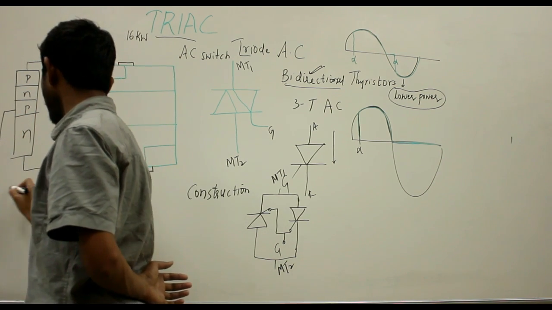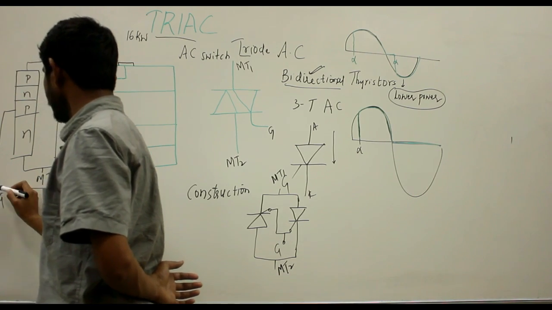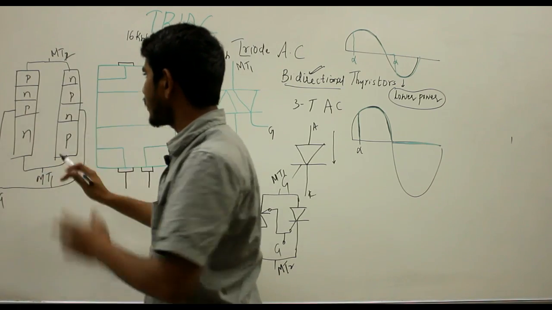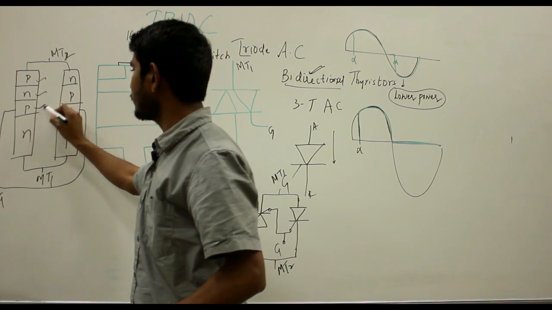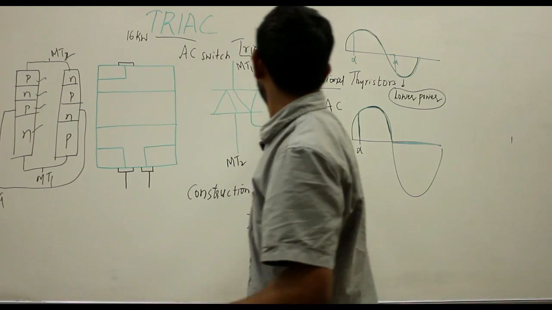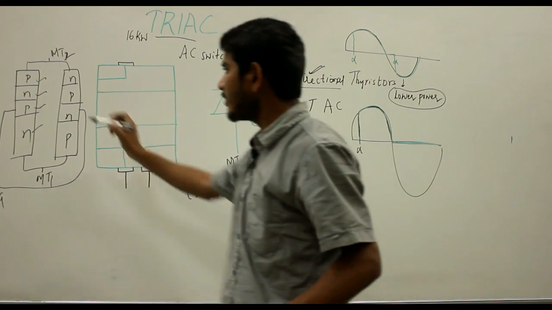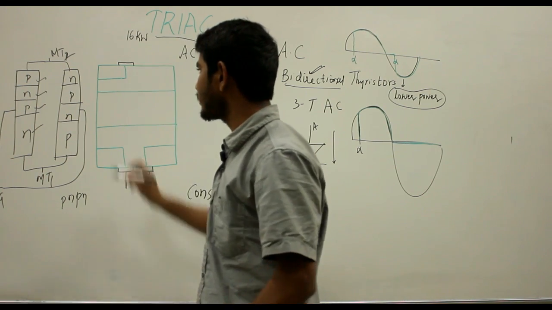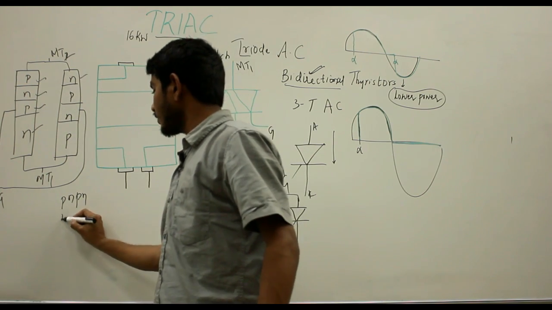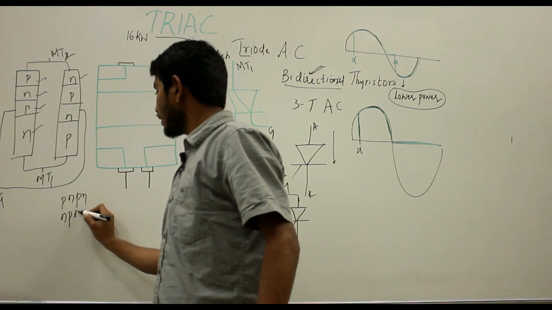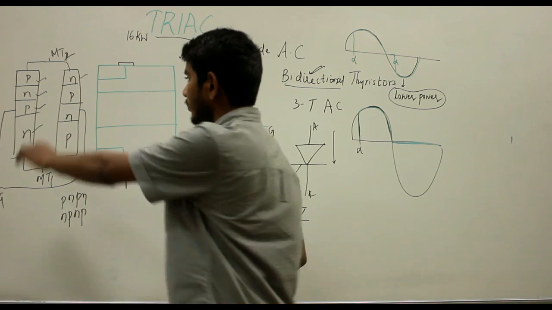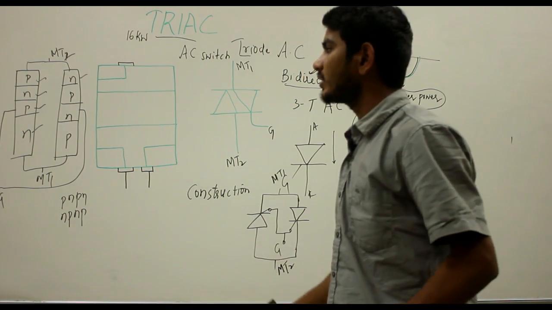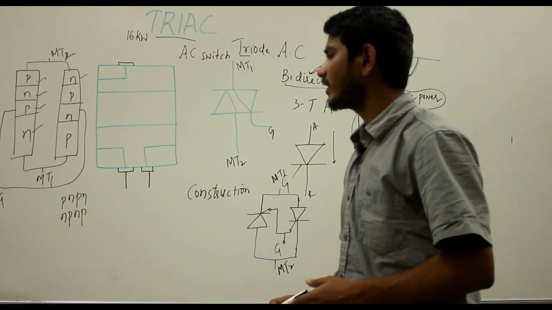So from here you are having a gate terminal. The gate terminal is taken here. It appears like, so the device has the 4 layers PN for one half of the alternating cycle. The current flows in PN for one half of the alternating cycle, and for the other half it will flow in the NP layers. So basically it is a 4-layer, 3-terminal, bidirectional semiconductor device.